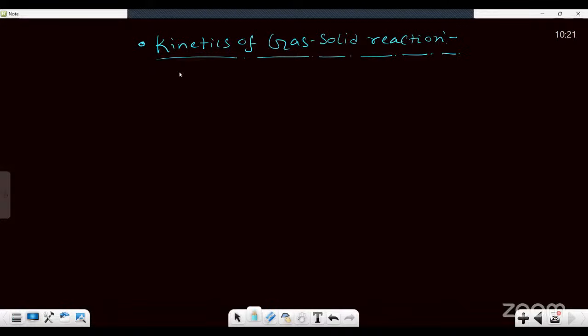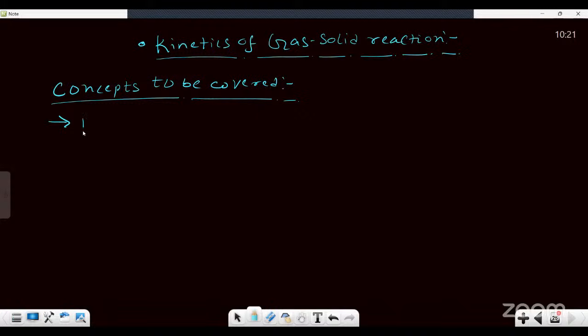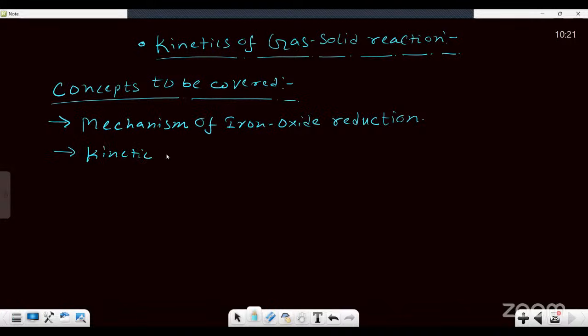Now, while talking about the kinetics of gas solid reaction, what are the concepts that we are going to cover in this section? We will talk about the mechanism of iron oxide reduction, followed by kinetic steps and the shrinking core model. This is a model we'll talk about, the shrinking core model. And then we will see kinetics for chemical control process and gas film control process.